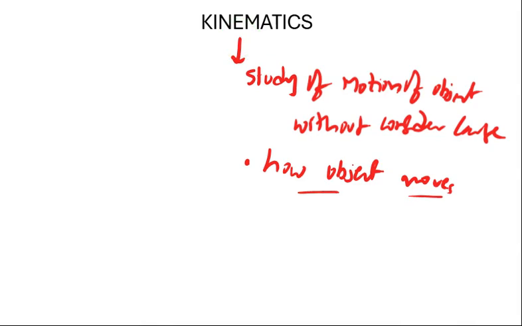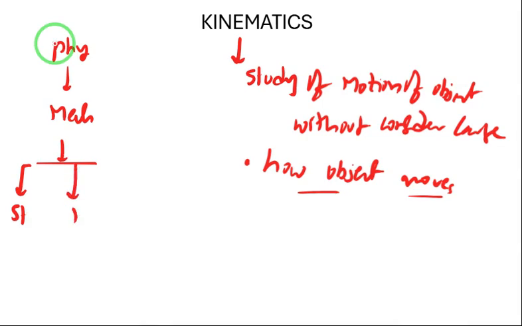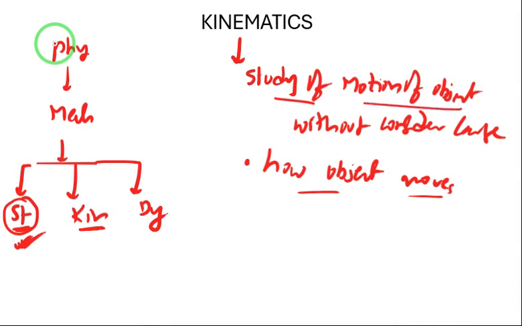And you see, in the branch of physics you have mechanics. In mechanics, you have three terms: statics, kinematics and dynamics. Just understand. Statics is the study of motion of objects at equilibrium force. In case of kinematics, it is the study of motion of objects without considering the cause, that is, how objects move you will learn.